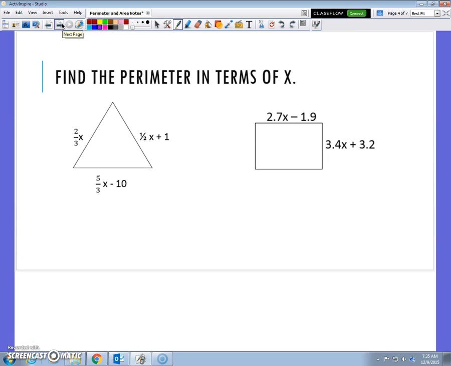Let's go ahead and try and find the perimeter of some triangles. Same idea. Ooh, a little bit of fraction work here. So let's take a look. Now, each side is a little different, so I can't use my little trick with the distributive property this time. But I do want the distance around. Sorry, we're looking for the perimeter, the distance around. So I'm adding 2/3 x plus, we'll do this side next, 1/2 x plus 1, plus 5/3 x minus 10.